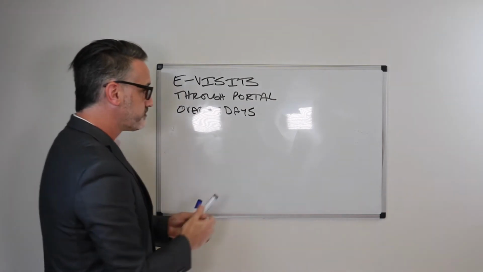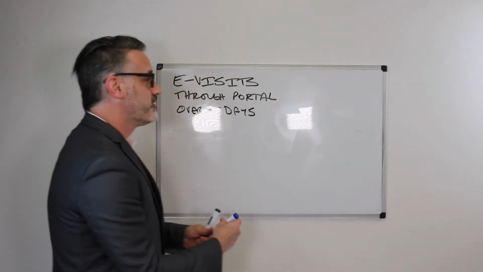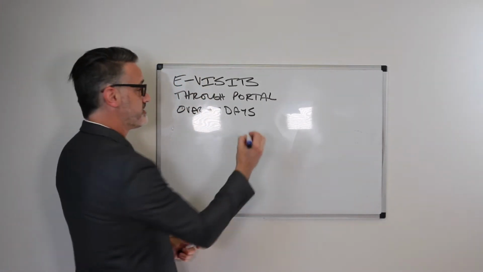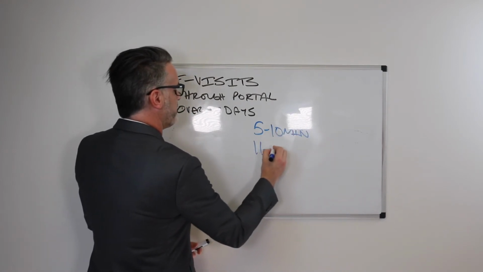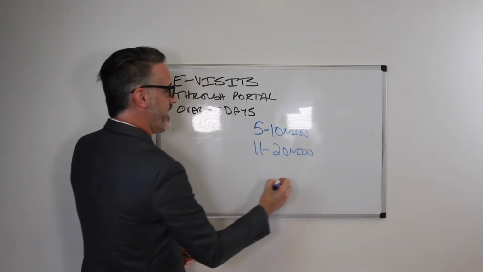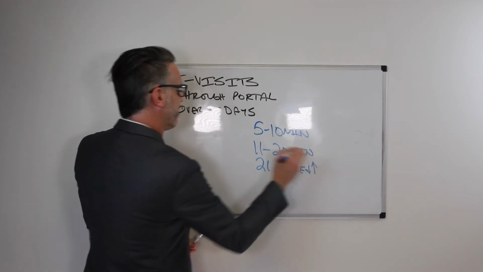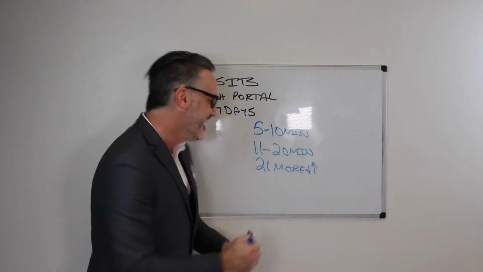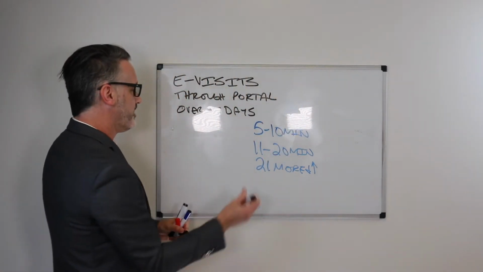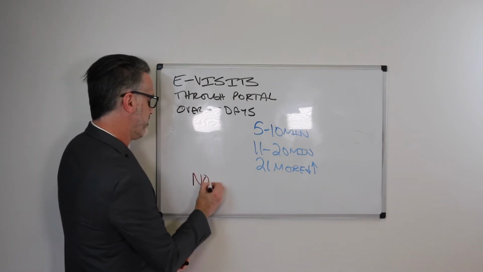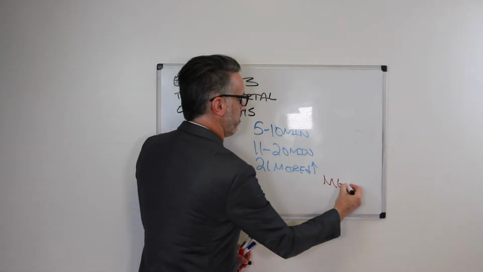Then we have 3 codes for non-Medicare and 3 codes for Medicare. So the variations are all based on the number of minutes. So we have 5 through 10 minutes, 11 through 20 minutes, and 21 minutes or more. And then we have, again, Medicare or non-Medicare. So on the left side, I'll do the codes for non-Medicare, and on the right side, I'll do the codes for Medicare.